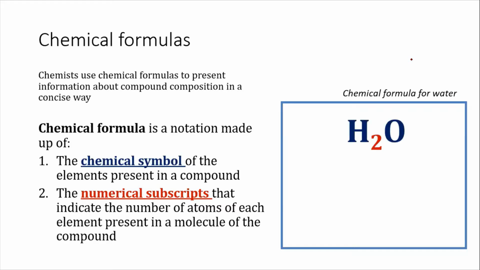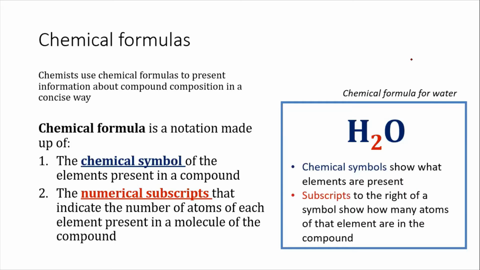So here's the chemical formula for water. It's H2O. The chemical symbols in blue show what elements are present. We have hydrogen and oxygen present in one molecule of water. And the subscripts to the right of the symbol show how many atoms of that element are in the compound. So in one molecule of water, because the smallest unit of a compound is a molecule, there are 2 hydrogen atoms and 1 oxygen atom.